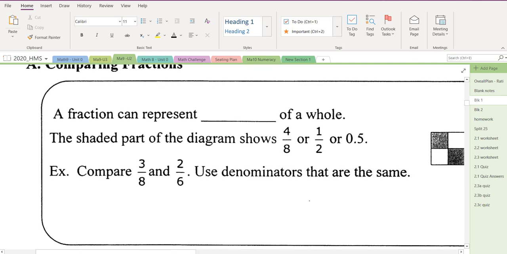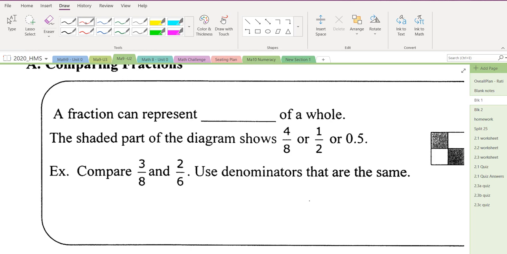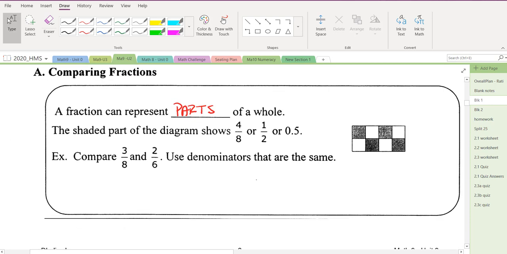So a fraction represents parts of a whole, right? On the diagram on the right hand side there, we have 8 boxes altogether, and we can say 4 of them are shaded, right? So that would be a fraction because 4 out of the 8, 4 parts out of the total, are shaded.